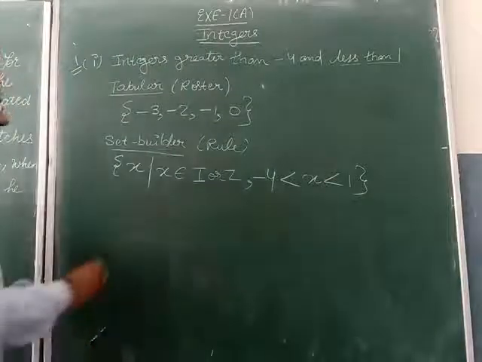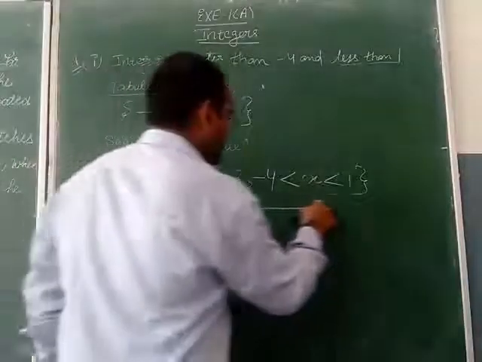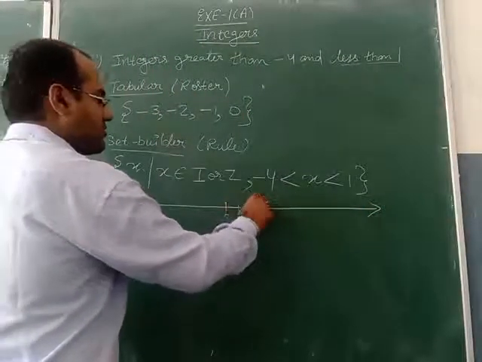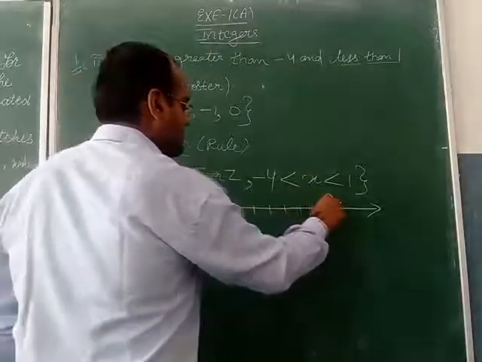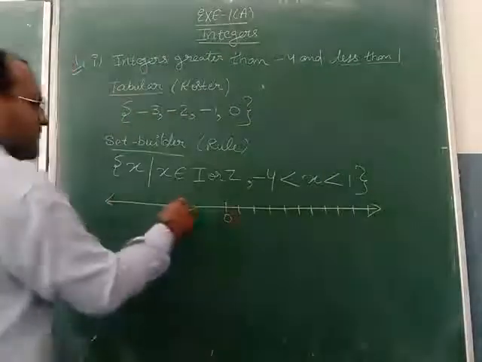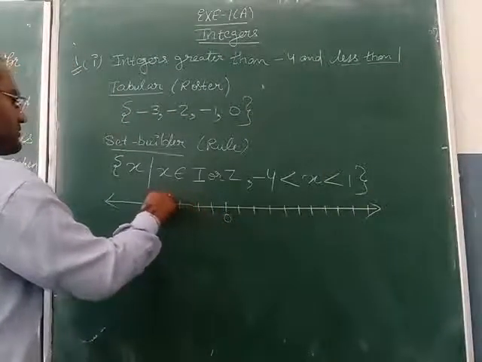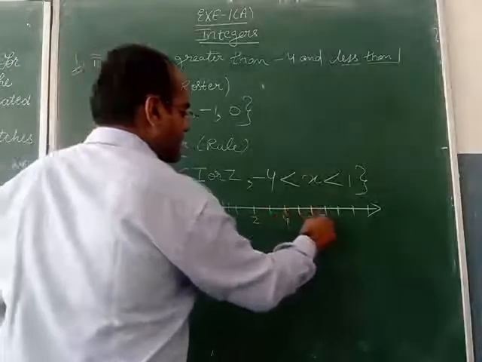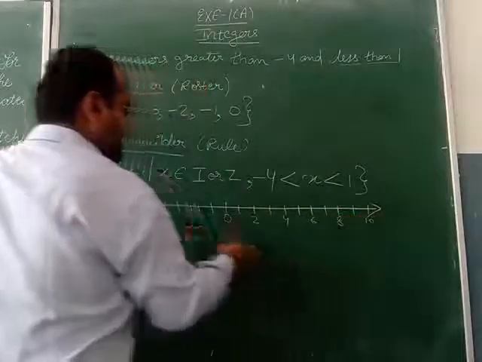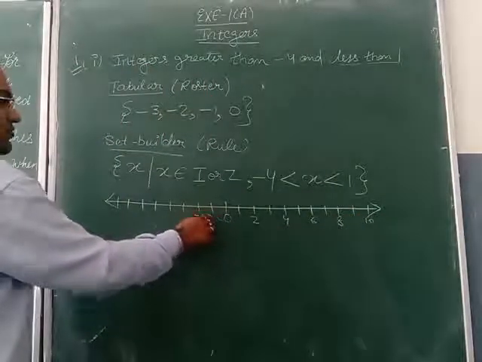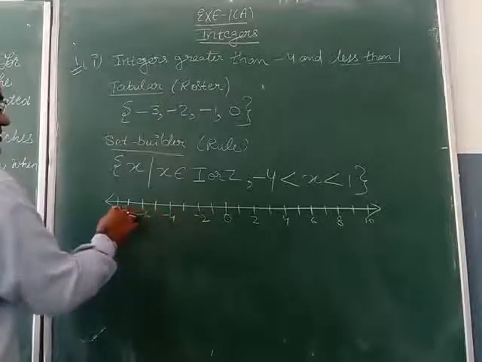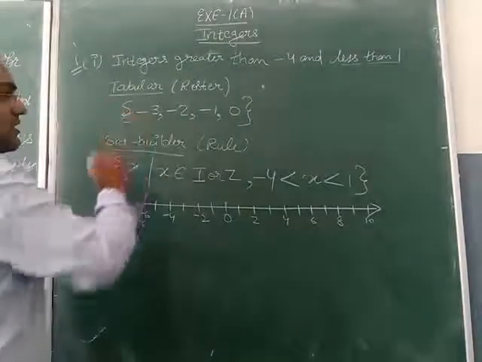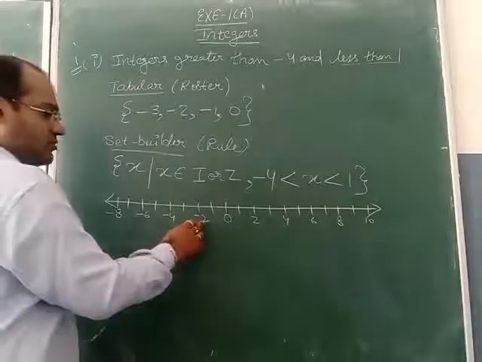Now we have to draw the number line. In order to draw the number line, in the middle we have to take 0. On the right side of 0 we have to take positive numbers. On the left side of 0 we have to take negative numbers. This is 0, 1, 2, 3, 4, 5, 6, 7, 8, 9, 10. Here we will take negative numbers: 0, minus 1, minus 2, minus 3, minus 4, minus 5, minus 6, minus 7, minus 8. Now we will check minus 3. Where is minus 3? Minus 2. Here it is, minus 3.